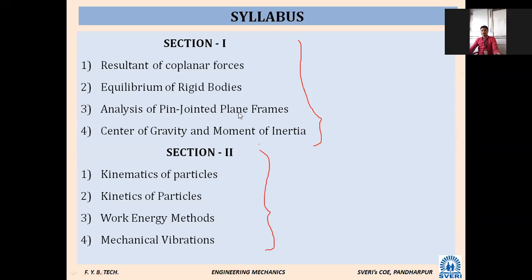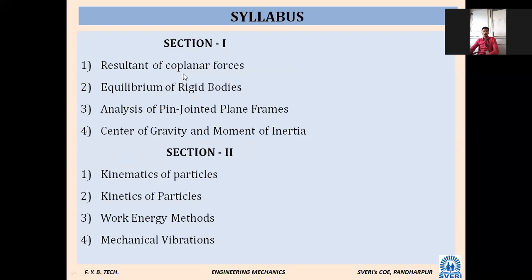This one is section 1 and section 2, you remember. There are 8 chapters in total in the syllabus. Out of that, 4 are in the first section and 4 are in the second section. Meanwhile you can just read the list.